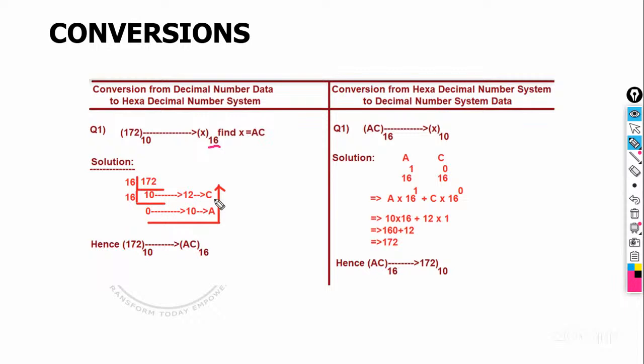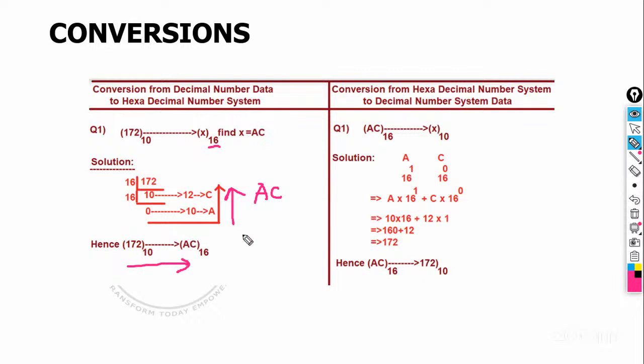Am I right? Yes. Then I'll also divide 10 by 16. Anyhow, we can't get 10 divided by 16, so 10 is nothing but A. Right? Yes. So in this way, I'll get the hexadecimal number. It is AC. So 172, which is in the decimal number system, got converted to the hexadecimal number system. It is A and C.